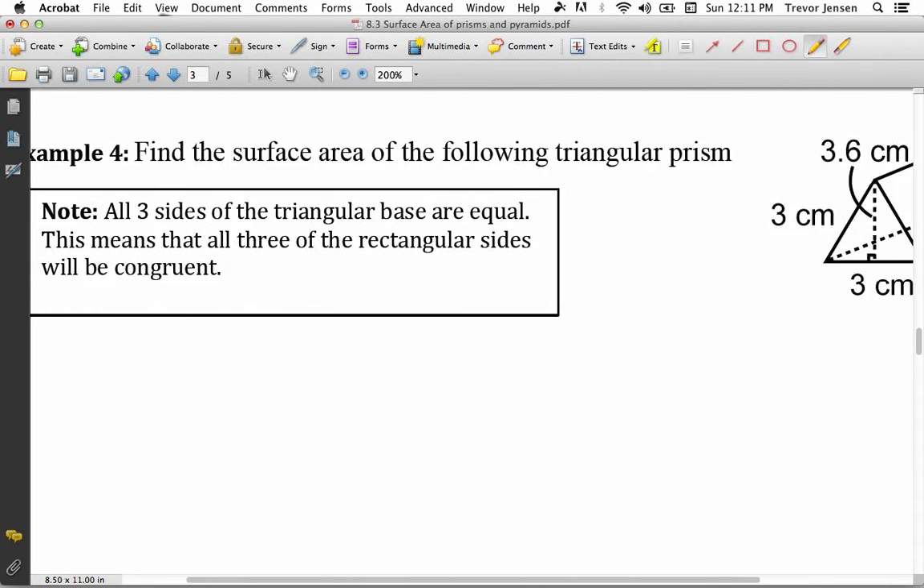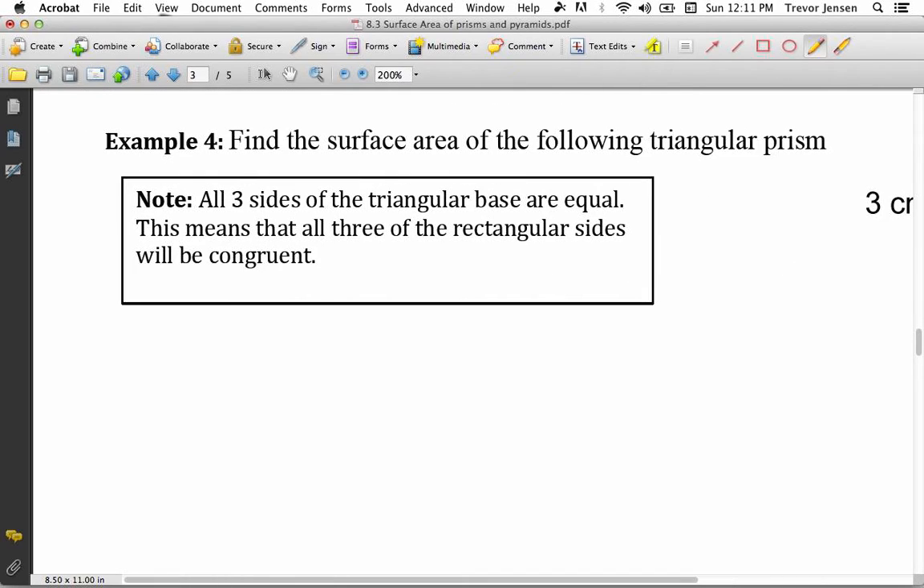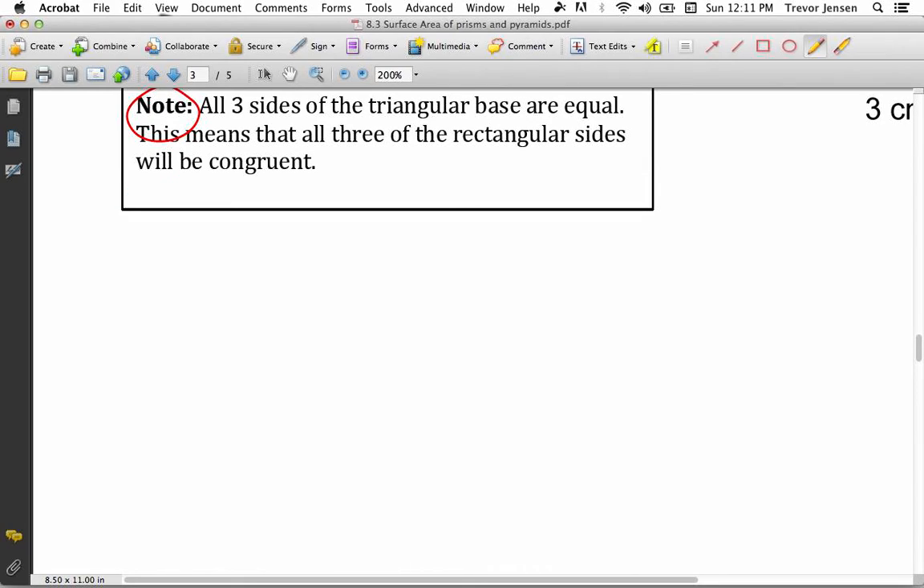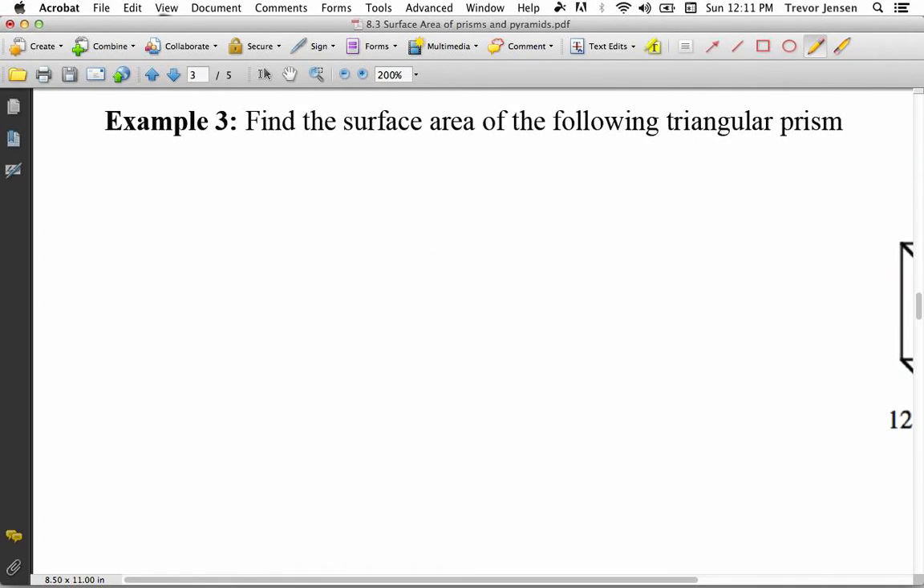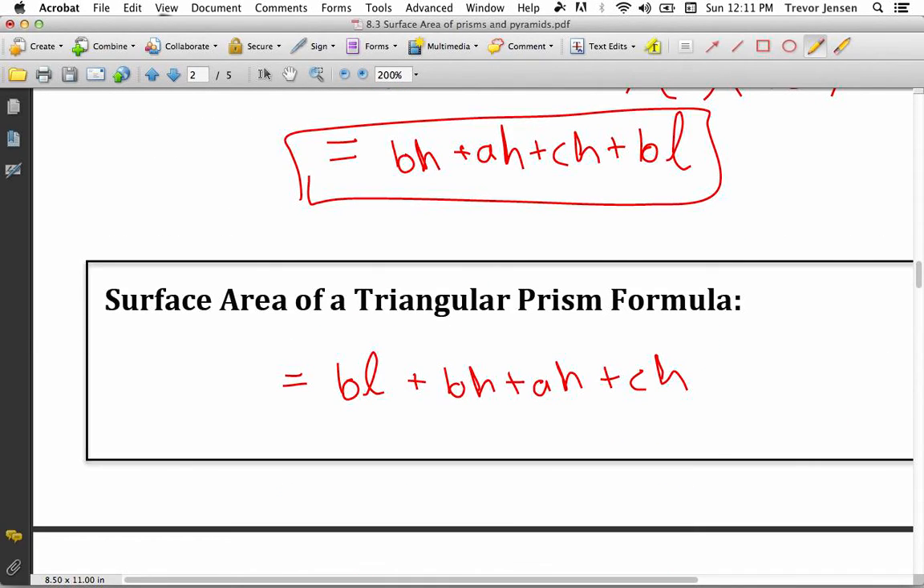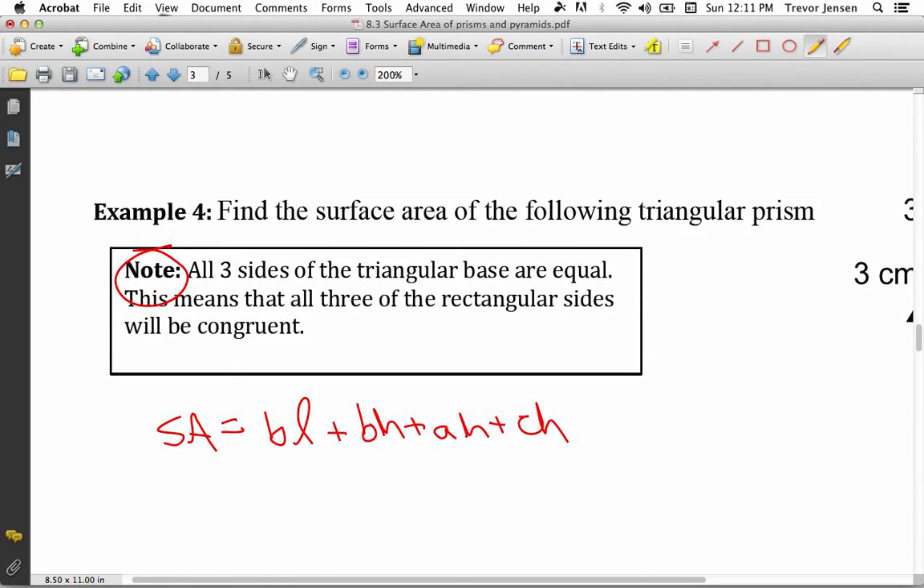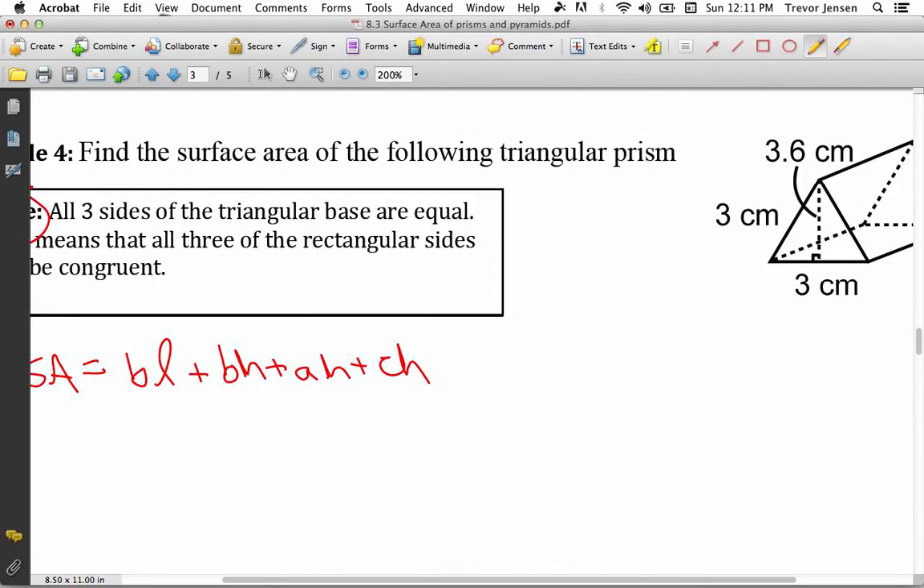little bit easier, okay? Find the surface area of the following triangular prism. I'll make note of this later after we get going with our formula. So let's remember our formula for the surface area of a triangular prism. B times L plus B times H plus A times H plus C times H. Okay, that's the formula that we made right up here. If you do those 4 things, add them together, you'll get the surface area of the triangular prism.